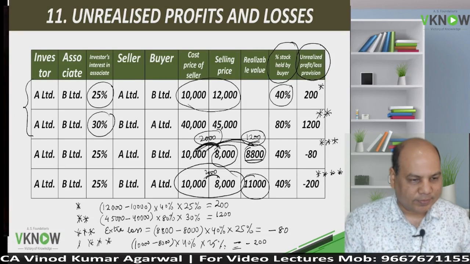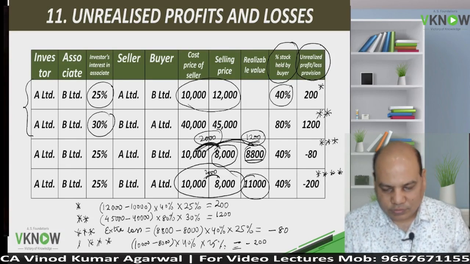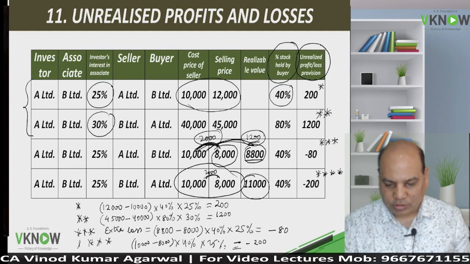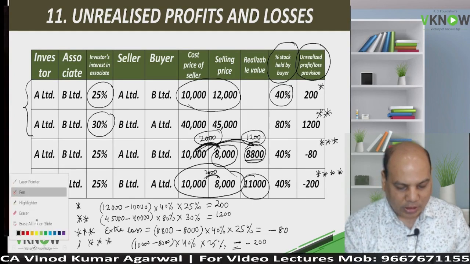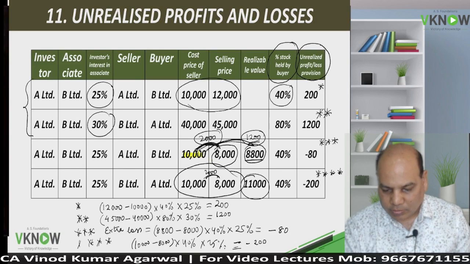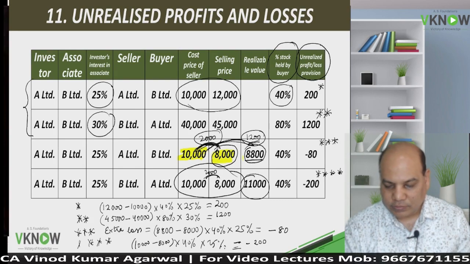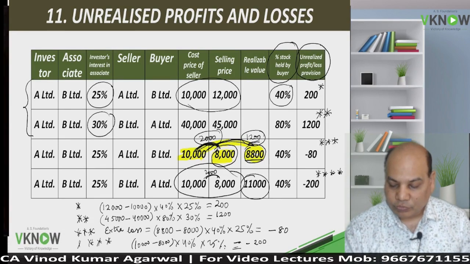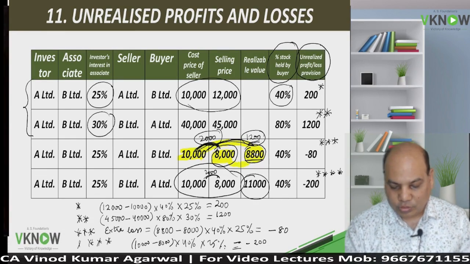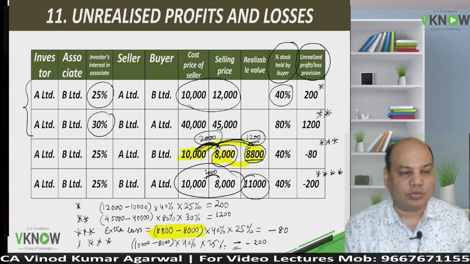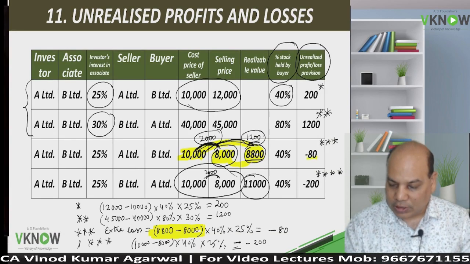Okay, come back to this wonderful topic. Any question on this? So I'll just explain the last 2 points again. Here my cost is 10,000 but sold for 8,000, whose market value is 8,800. So we could have sold at 8,800, that was genuine, but we have sold it for 8,000. So 800 rupees is the additional loss which the seller is trying to create, and therefore we need to eliminate.